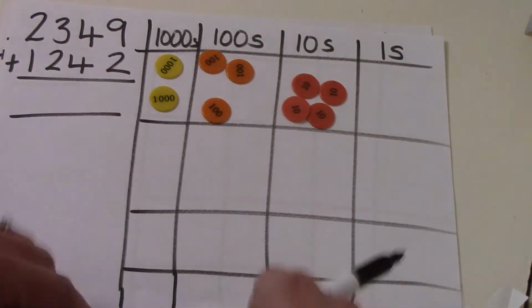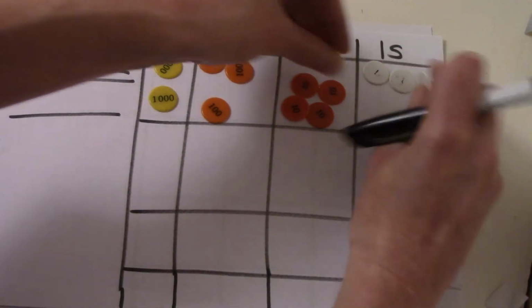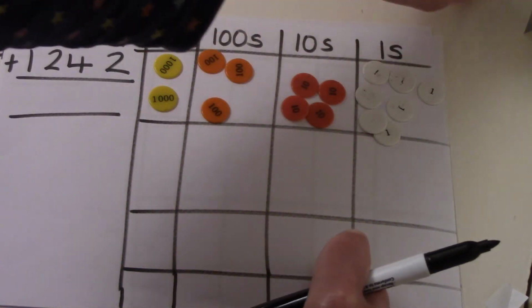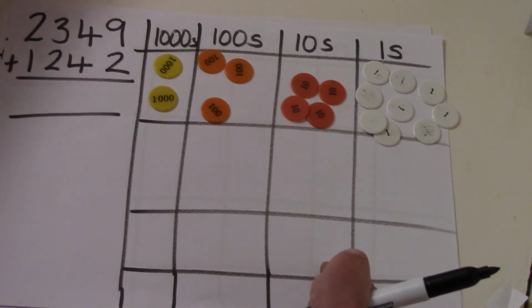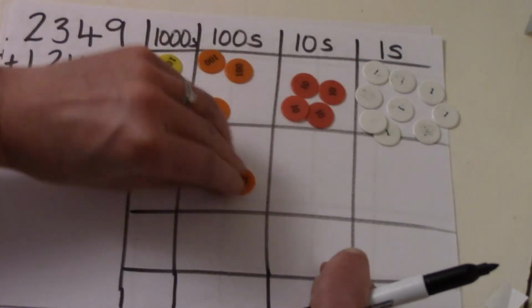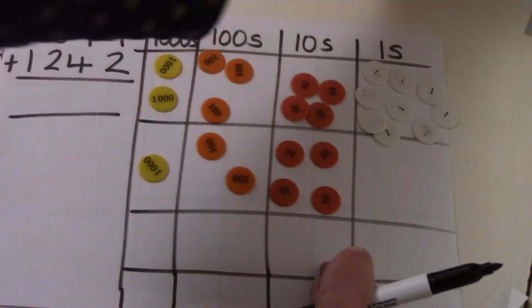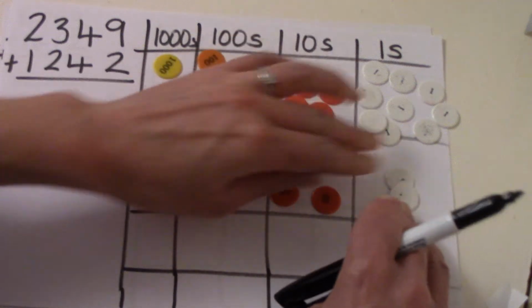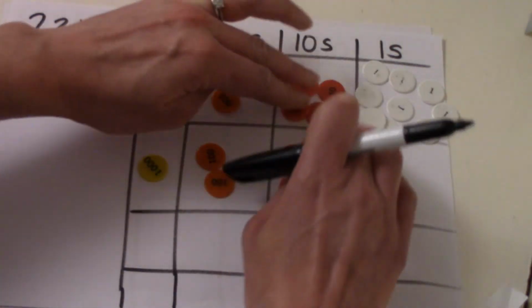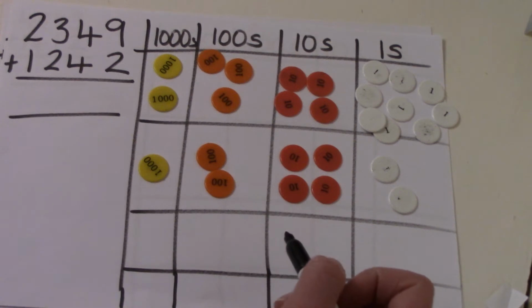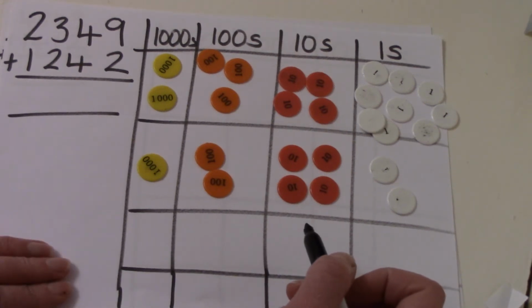So we're going to have 2,300, 4 tens, 40, and 9 ones. Well done. And we're adding on 1,200, 4 tens and 2. It's so important we do all that place value work at the beginning of the year so you know how to make these numbers and understand what each digit represents. So I think some of you will already see what's going to happen with this one.